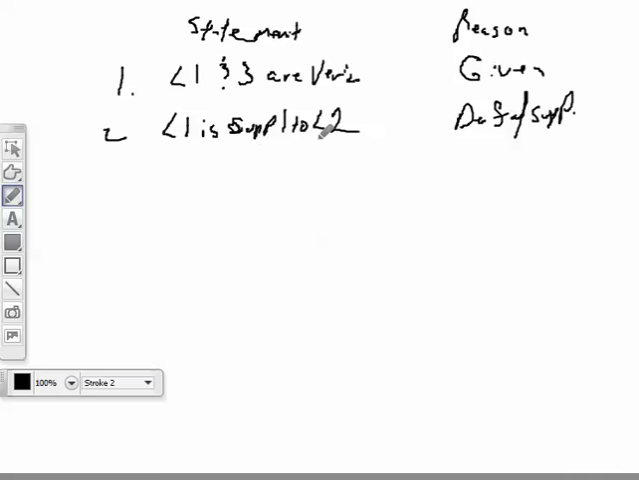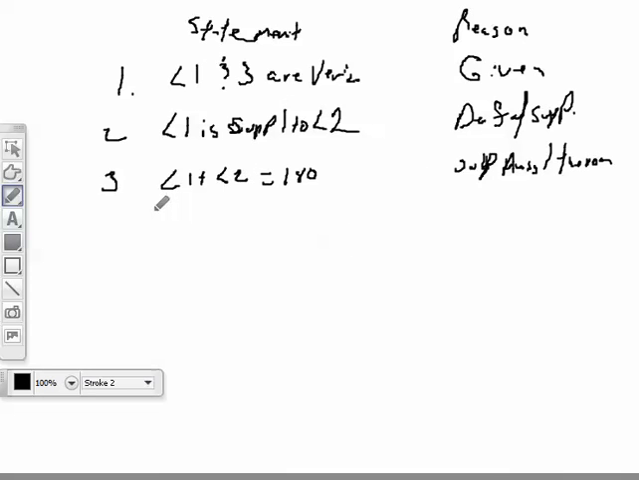Well, why do I know 1 and 2 are supplementary? They were formed by a straight line, weren't they? Yeah, they are. So you could say those are supplementary. If they're supplementary, then angle 1 plus angle 2 has to equal 180 degrees, right? That is the supplementary angle theorem. They have to add up to 180 degrees.